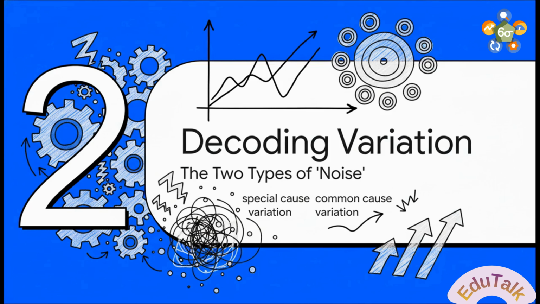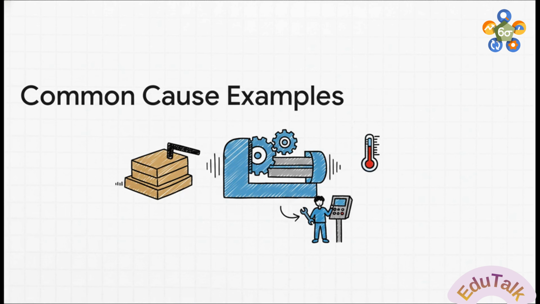Let's make that a little more real. Common cause variations are those small, unavoidable little fluctuations you just expect. Things like tiny differences in raw materials, minor machine vibrations that are just part of its normal operation, or subtle differences in how two highly skilled people do the same task. You're never going to get rid of this noise completely, but you can understand it and manage it.